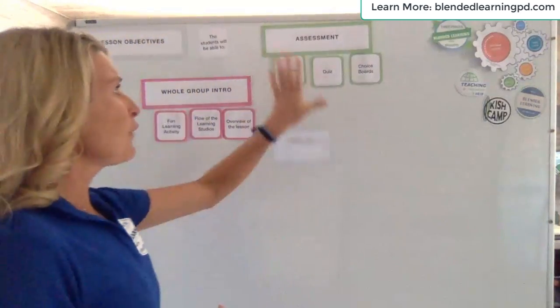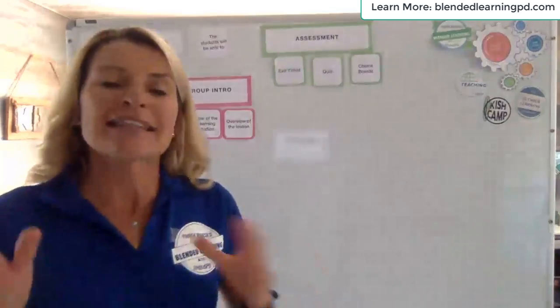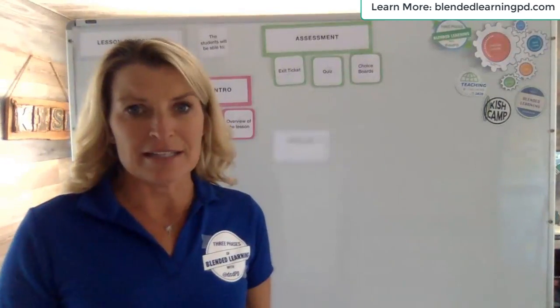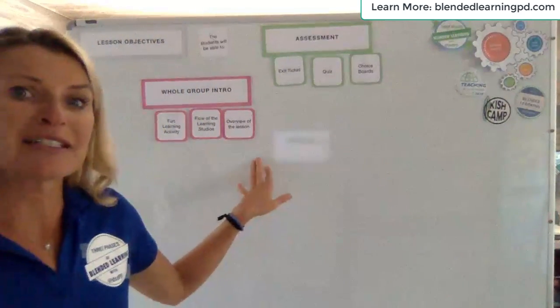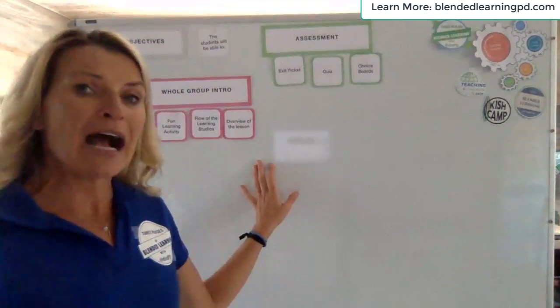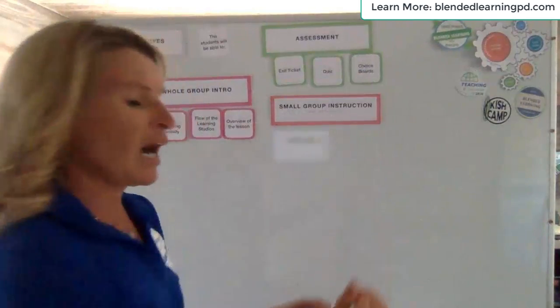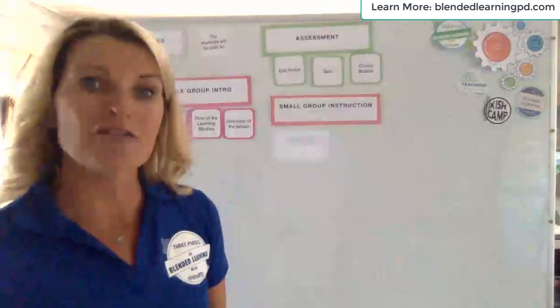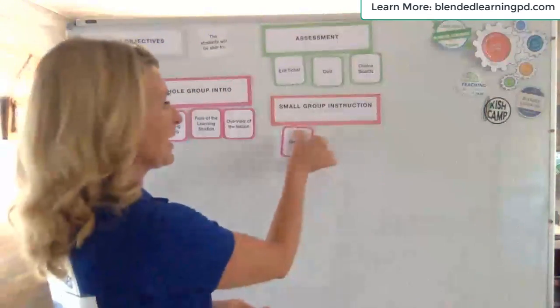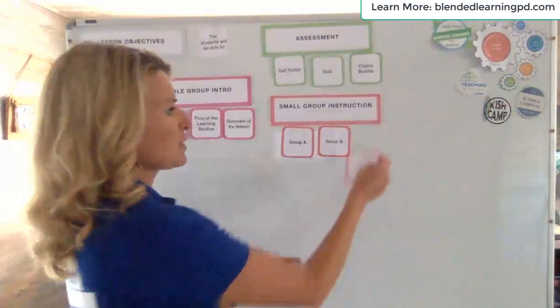All right, so far, these three things are things that we always do in any lesson. This is where blended learning gets a little bit different. Instead of me continuing to teach the whole group the same content at the same pace, I am now going to break my classroom up into small group instruction. In a small group instruction environment, I am going to pull students back based off of their ability. I'm going to put them in group A, I'm going to put them in group B, and I'm going to put some students in group C.